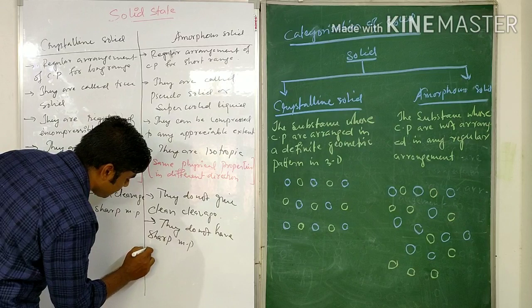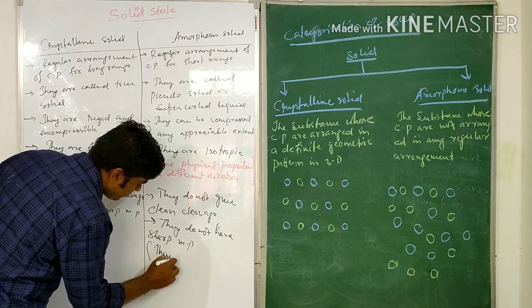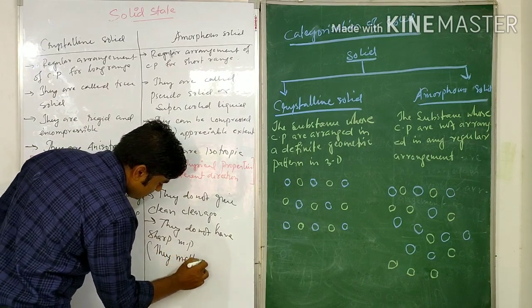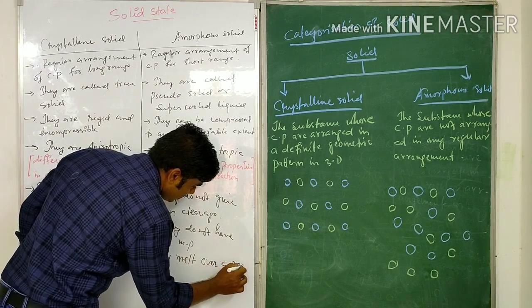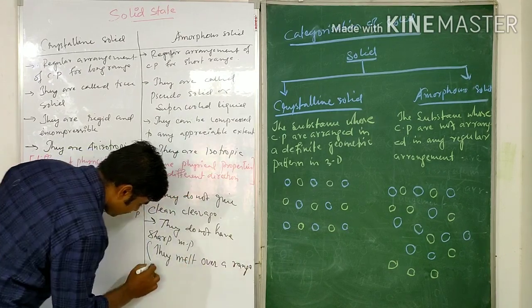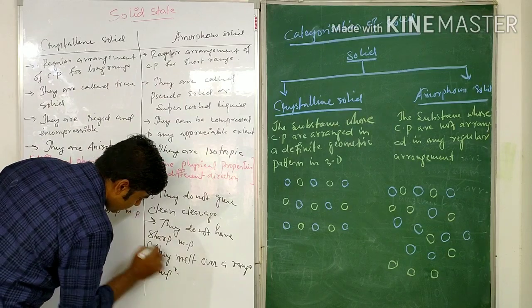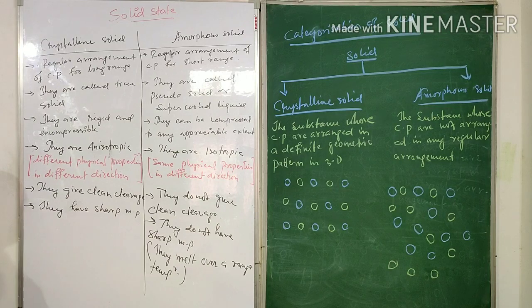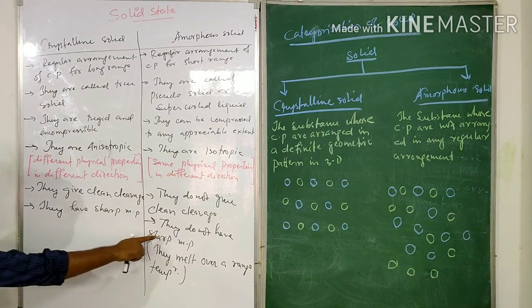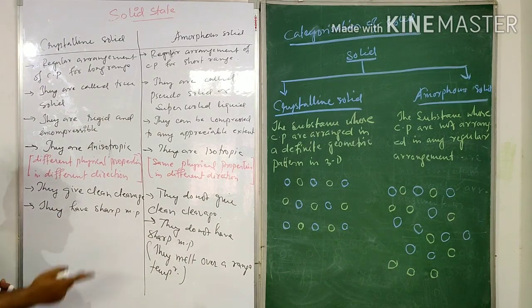That means they melt, but over a range of temperature. They melt over a range of temperature. They have sharp melting point, and they do not have the sharp melting point. They melt over a range of temperature.